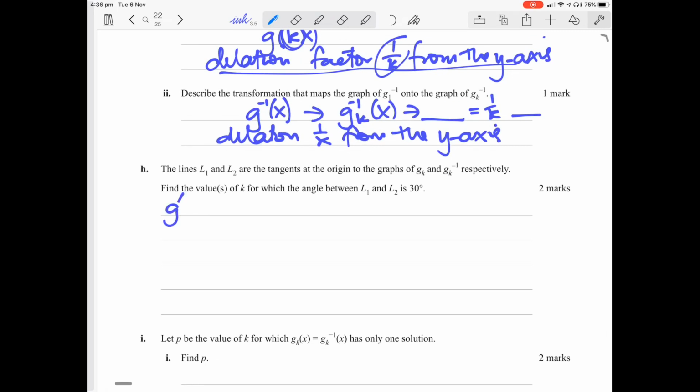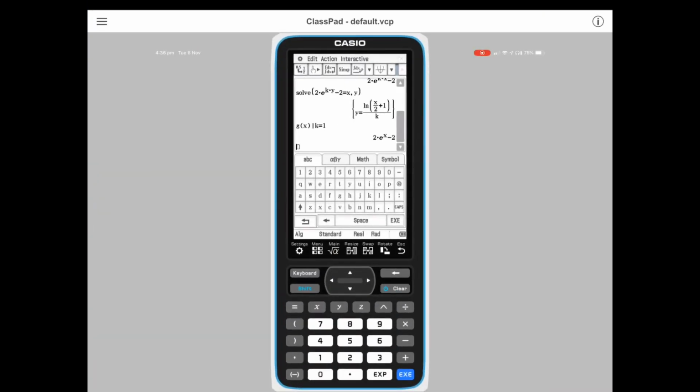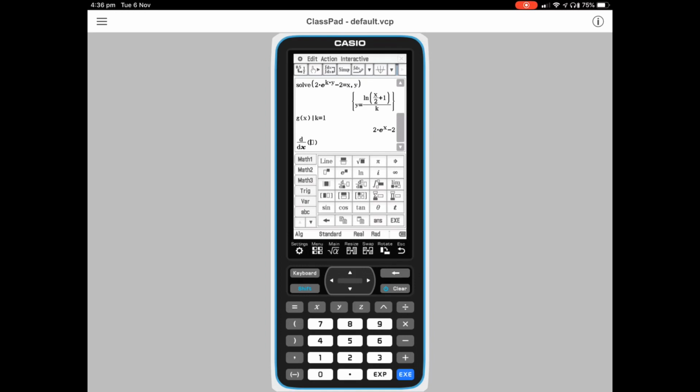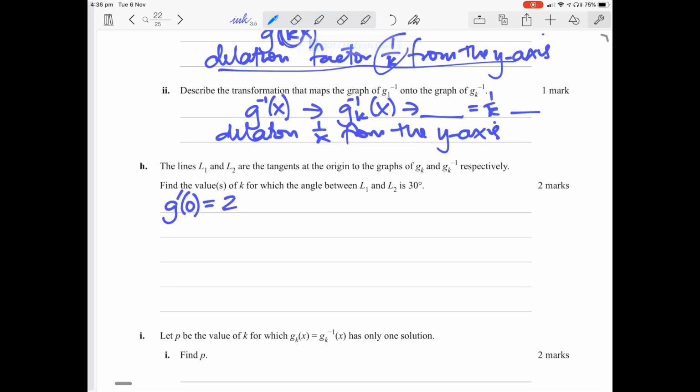g dash of 0. So if I do that in my CAS, what am I doing? d/dx of g of x given x equals 0. So I get 2k. Now we know when x equals 0, y equals 0. So g inverse dash of 0 is going to be 1 on 2k. They're the reciprocal of each other.